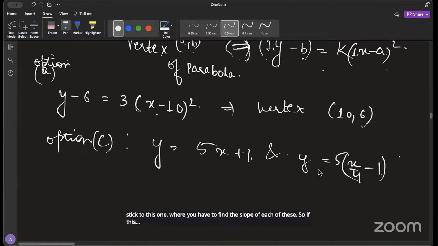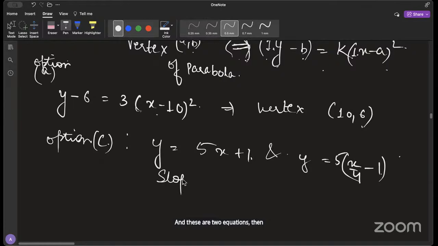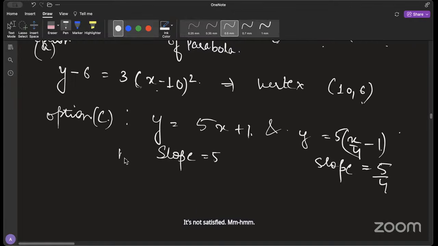So if these are two equations, then the slope here is 5. What's the slope here? Slope of this equation is 5 by 4. Neither are they perpendicular, nor are they parallel, because 5 times 5 by 4 is not satisfied. Let's call this M1. Option D.